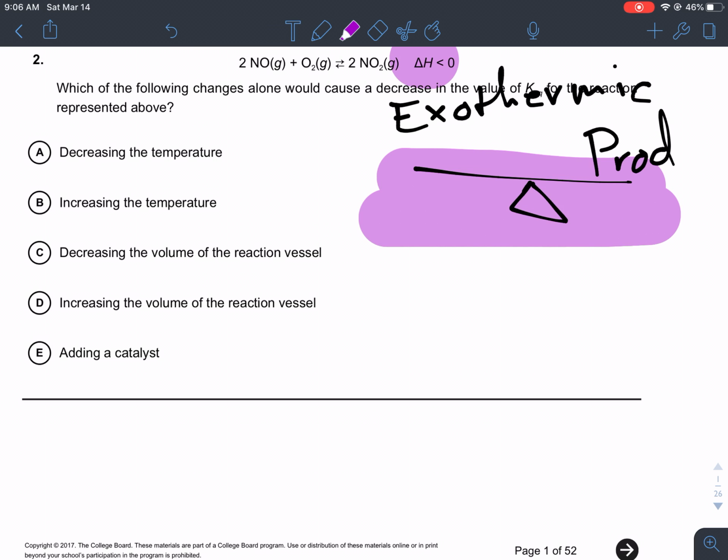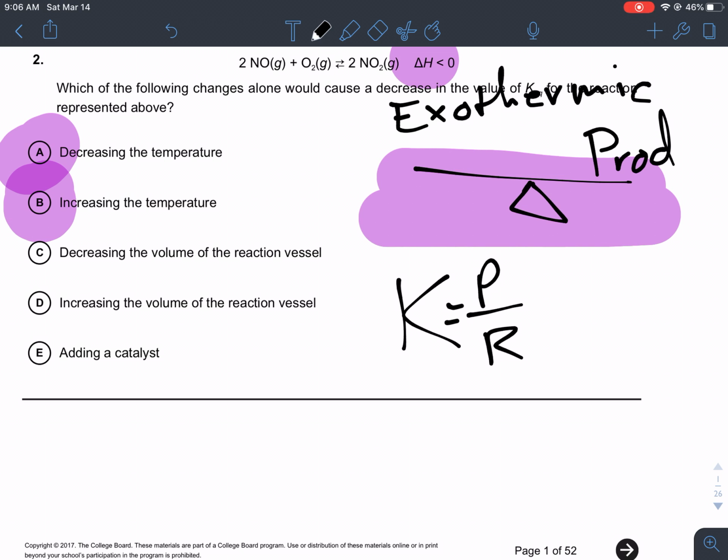All right, so let me explain that through this question. Which of the following changes alone would cause a decrease in the K? First of all, the only thing that can change K is temperature, so it has to be between A and B. Now, which would decrease K? Again, K is products over reactants.